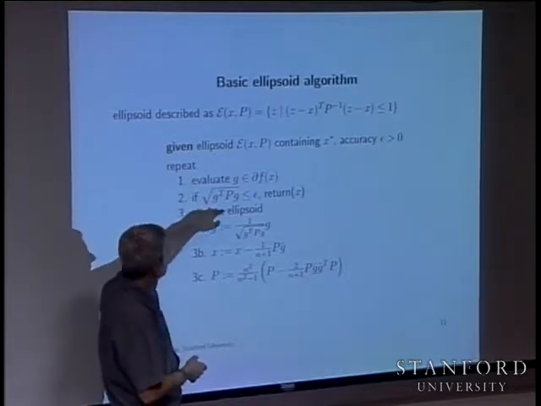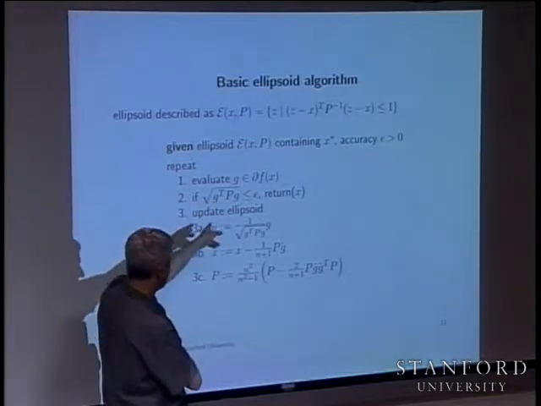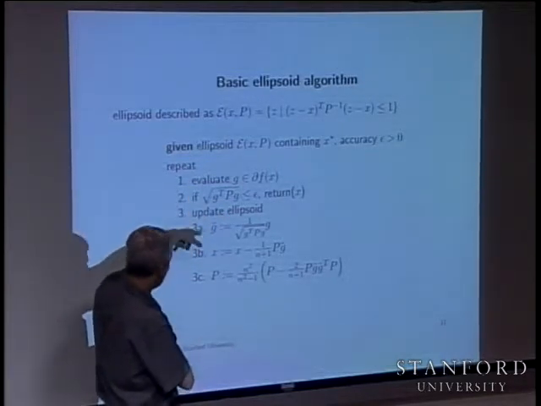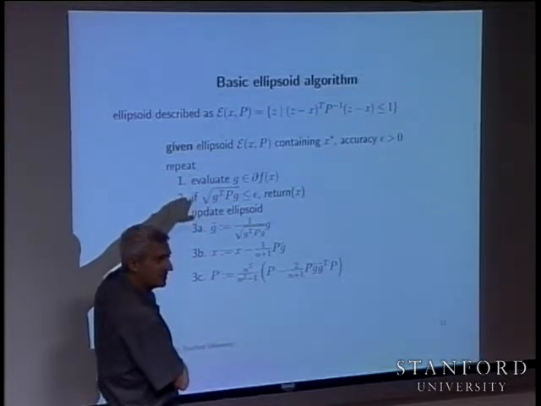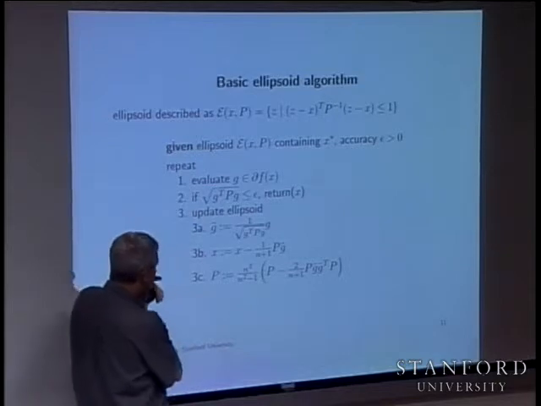Here's what you do: you evaluate a gradient. If the gradient in the scaled norm is less than epsilon, you return x, and that's absolutely certified. I mean, there's nothing fuzzy about that at all. Otherwise, you update the ellipsoid like this and you repeat.